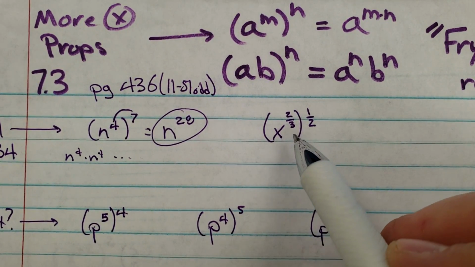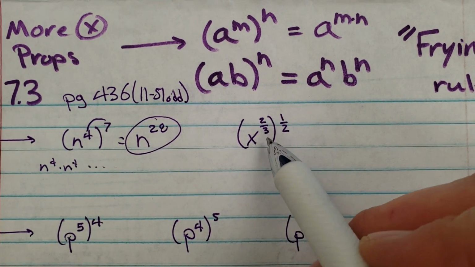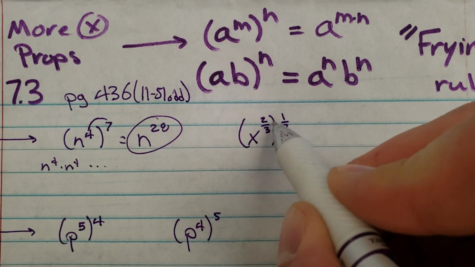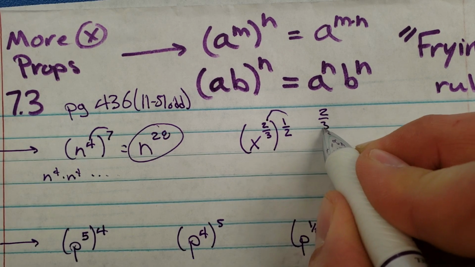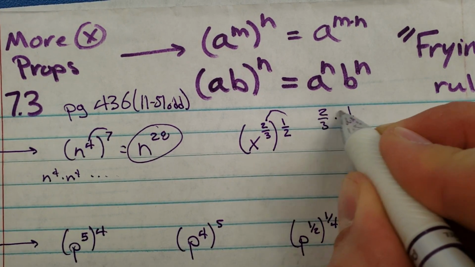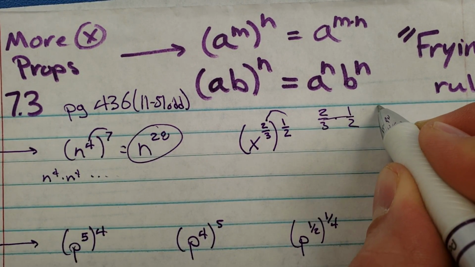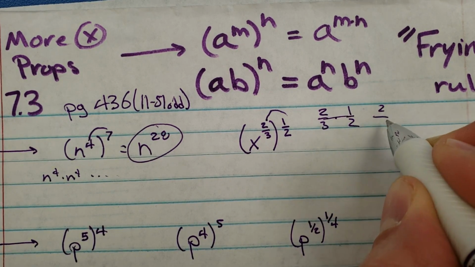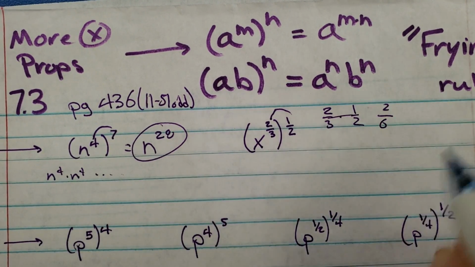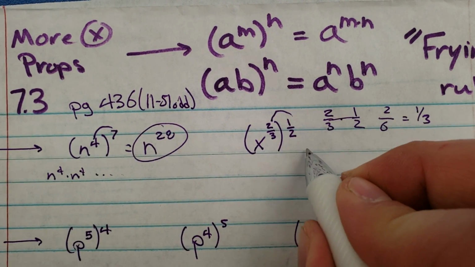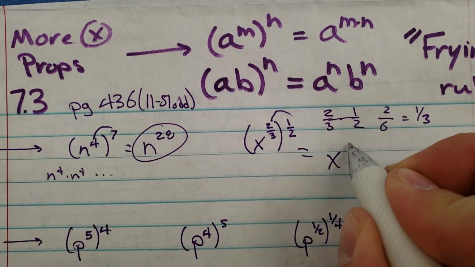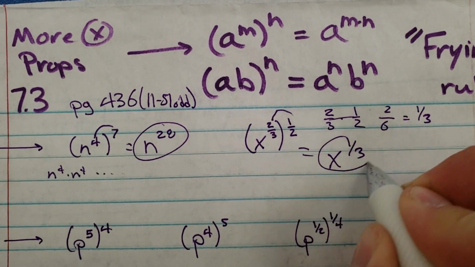What gets nasty is when they start throwing fractions at you. Don't worry, you can multiply fractions. Okay, x to the 2/3 to the 1/2 means they got to multiply. So you got to go 2/3 times 1/2. Multiply straight across. 2 times 1 is 2. 3 times 2 is 6. You could simplify that to 1/3. Always simplify. So this would turn into x, run out of room here, to the 1/3, okay?